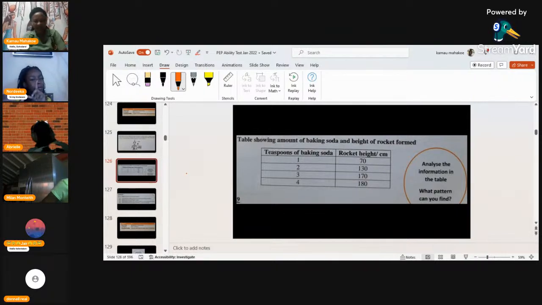What pattern can we find here? We're to analyze the information and decide what pattern. The more teaspoons of baking soda, what's happening to the height of the rocket? It increases, Miss. It's gradually increasing. Is it increasing steadily, a fixed amount each time?